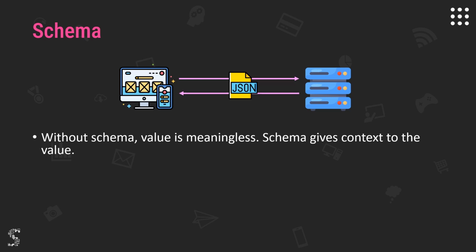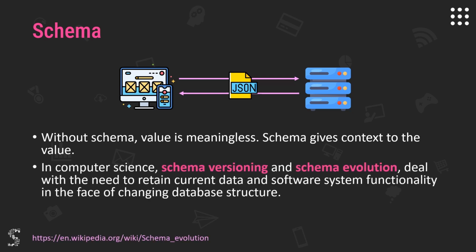And at some point, we need to upgrade or update the schema, which is called schema evolution or schema versioning in computer science. And when we're doing that, we have to make sure that the system is able to run correctly and maintain the functionality without breaking the entire system.